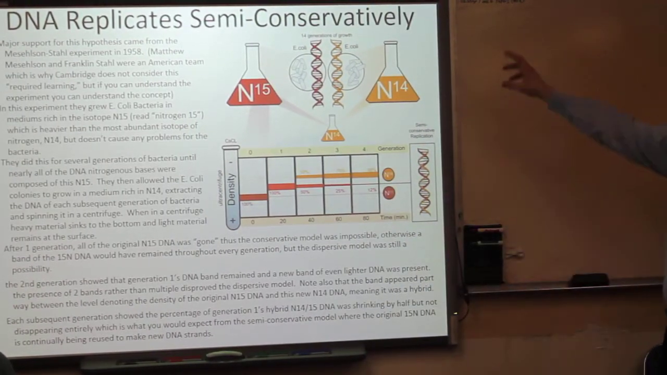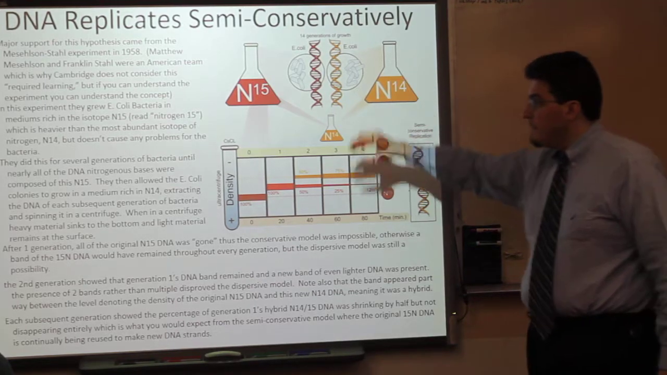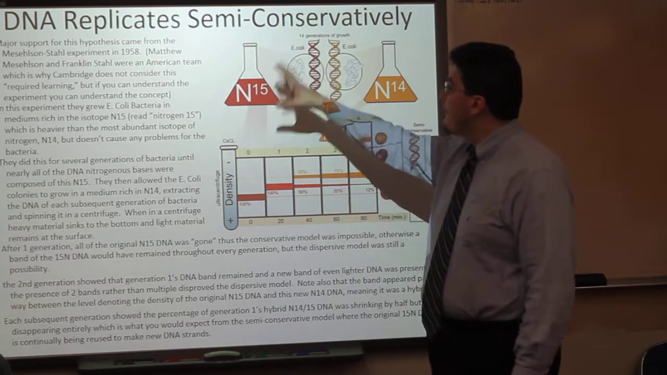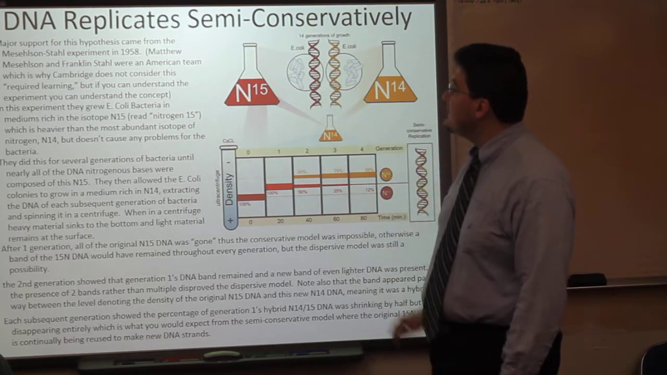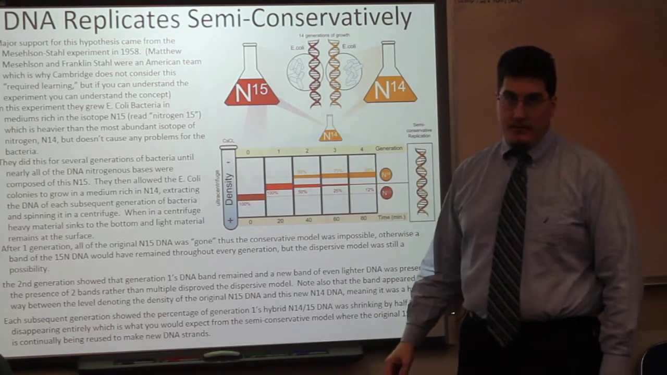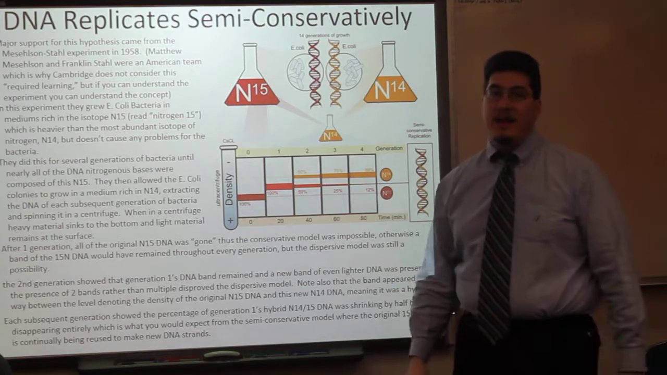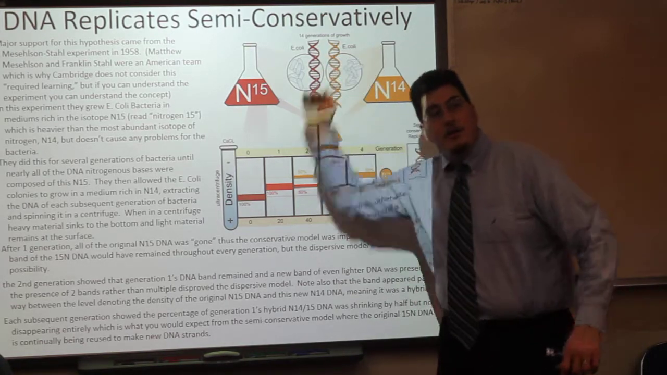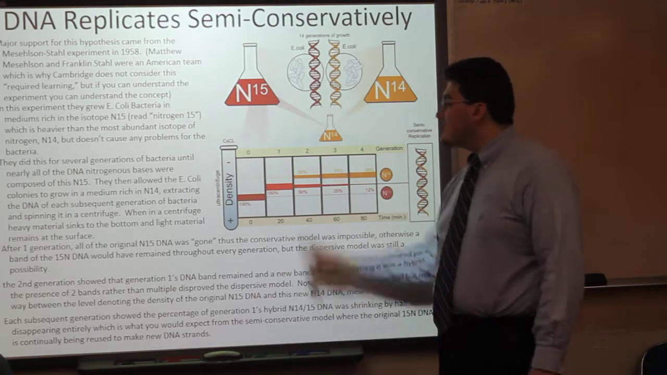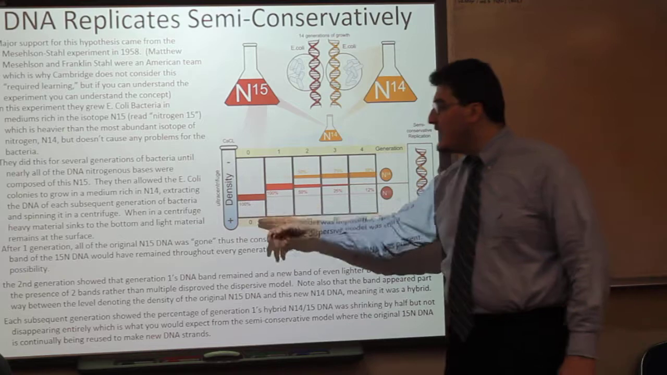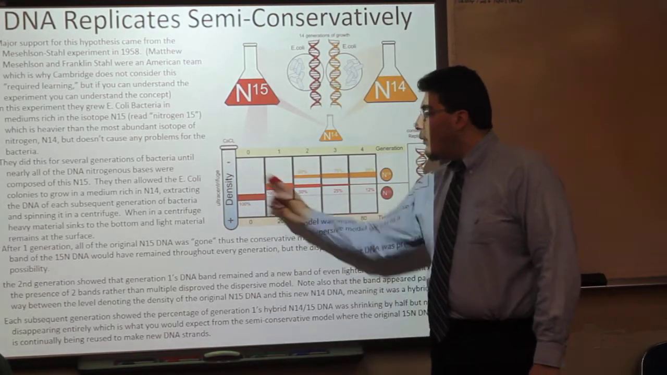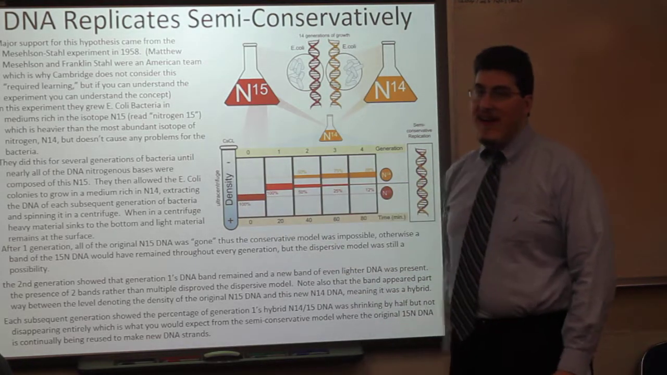So nitrogen-14 and nitrogen-15. If we use nitrogen-15 and we grow bacteria in it, then they will form their DNA out of nitrogen-15. It will be heavy DNA. In a centrifuge, when we spin down DNA, the heavy stuff goes to the bottom. We will form a band of heavy DNA. So in generation 0, which was born entirely in a nitrogen-15 environment, 100% of their DNA will be heavy DNA.